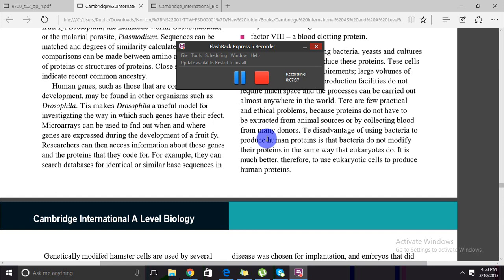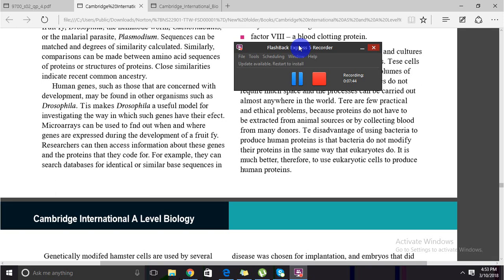And another thing that bioinformatics makes possible is that human genes, such as those that are concerned with development, may be found in other organisms, such as Drosophila. And so Drosophila becomes a useful model for investigating the way in which such a gene has an effect on development. And so microarrays can be used to find out when and where and which genes are being expressed during the development of a fruit fly.